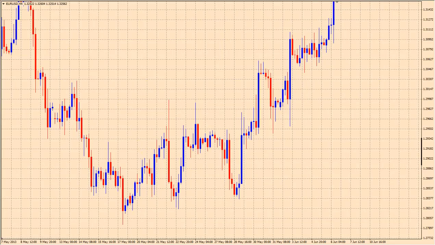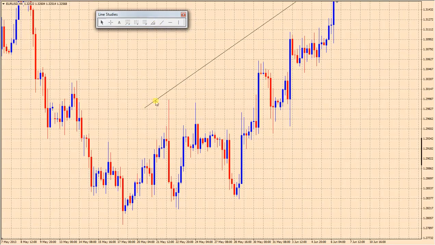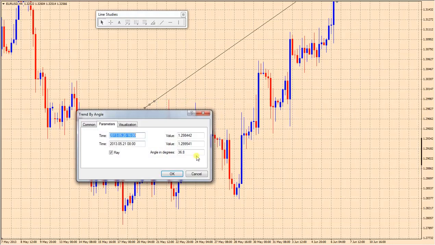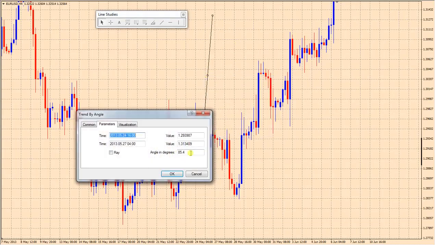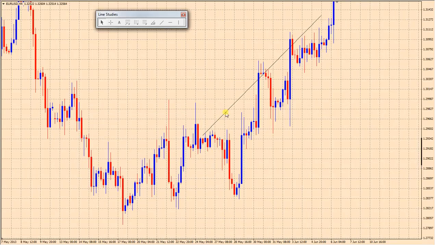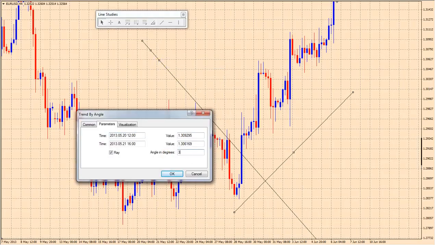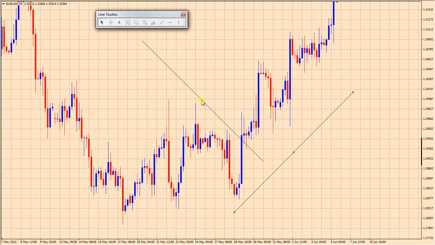And speaking of the 45-degree angle, I'm going to drag my line studies tool over here, and go to the trend line by angle tool. I want to draw one trend line at 45 degrees and turn the ray function off, so it doesn't go off into infinity. And then we're going to draw another line at 315 degrees, which is just 45 degrees down. Turn the ray function off there.